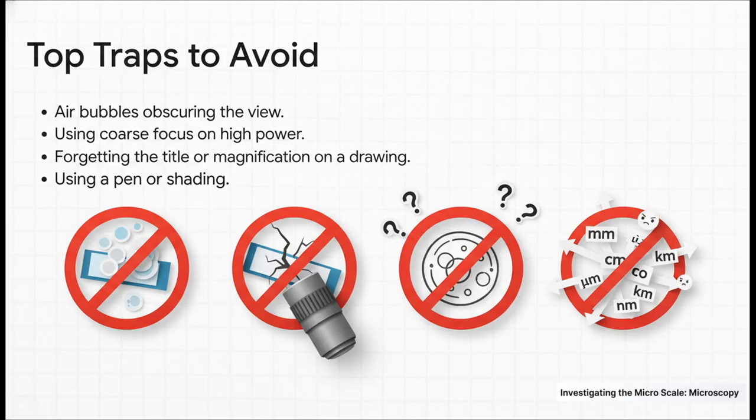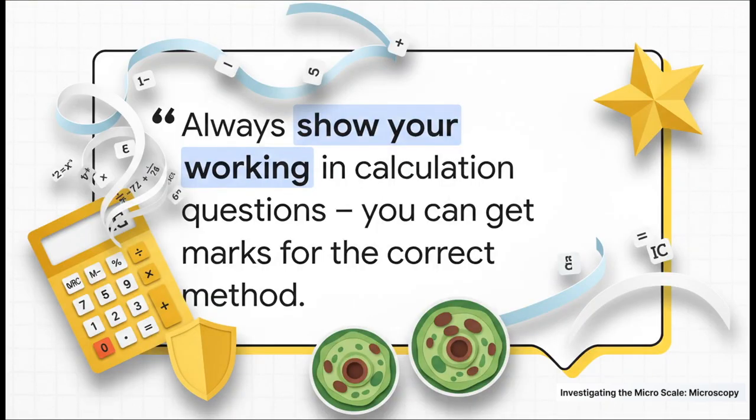It's so easy to forget a title or magnification on your drawing, but that's a lost mark right there. And of course, double-check those units in your calculations. Avoiding these simple slip-ups makes all the difference. And here is an absolute gem of advice straight from the examiners. Always show your working out. Seriously, even if you have a calculator malfunction and the final number is wrong, you can still get marks for showing the right method. It's a safety net, so make sure you use it.